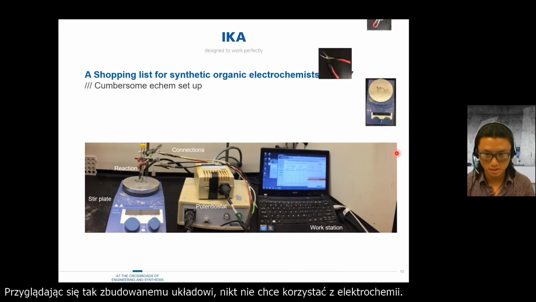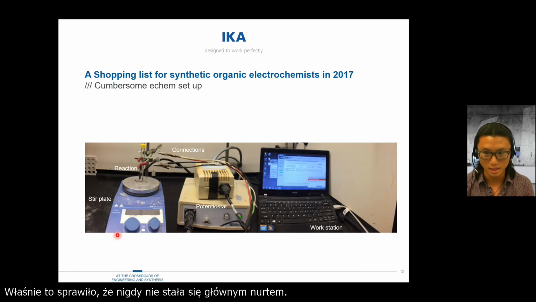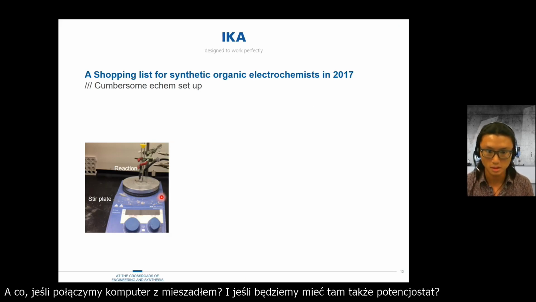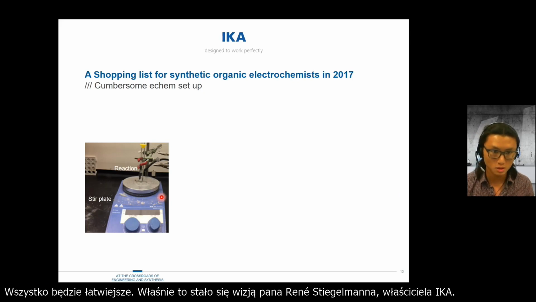So looking at this setup, nobody wants to do electrochemistry for sure, and that's the major reason it wasn't the mainstream. And what if we have the computer inside a stir plate? What if we also have the potentiostat inside a stir plate? Everything will be easier, and that's the vision of Mr. Rene Stiegelmann, the owner of IKA.